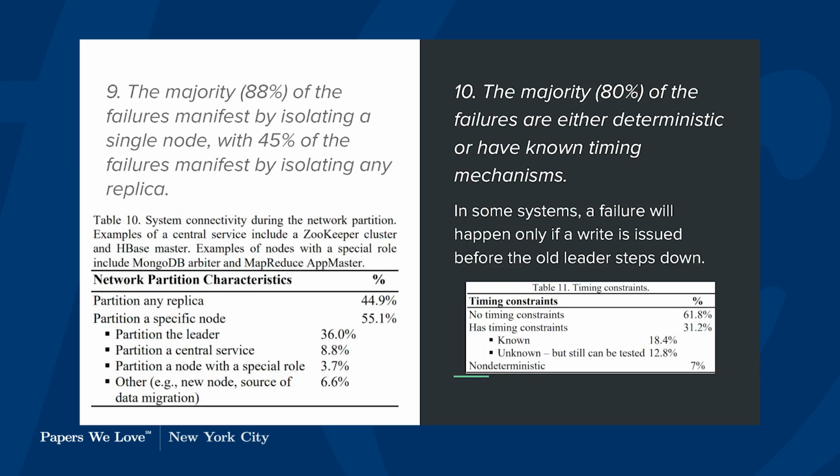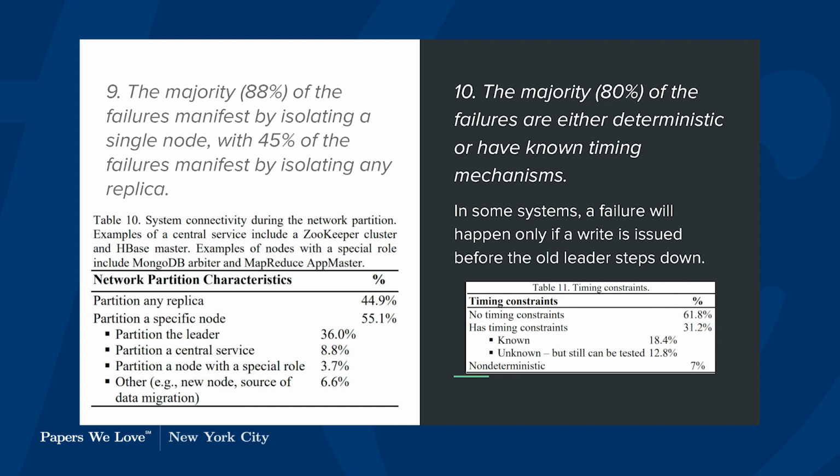All right, the majority of the failures manifest by isolating a single node, and 45% manifest by isolating any replica. So in 45% of cases, it doesn't matter which node you partition, you're going to start running into trouble, or your distributed system is no longer going to work correctly, starting to produce catastrophic failures.